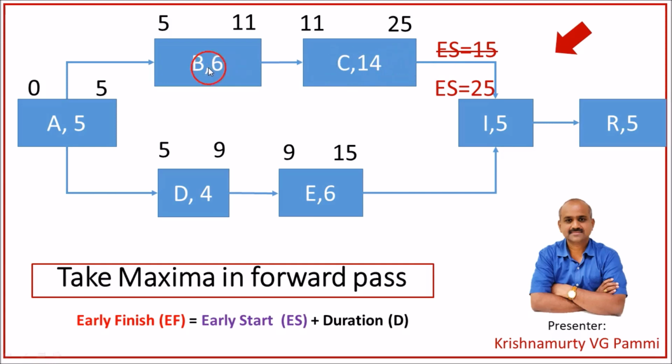So because activity B and C need to be completed, activity I has to wait for this flow. That's why we'll take the maximum in forward pass. So from one side you are getting 15, from another side you are getting 25. So out of 15 and 25, the maximum is 25. So we will take 25 as the early start for activity I.